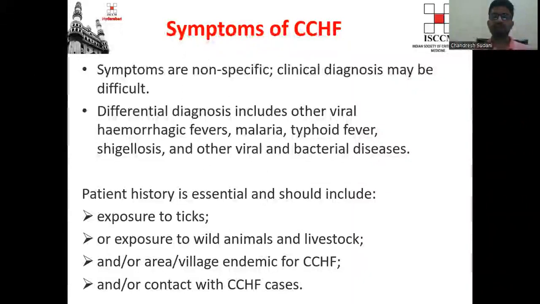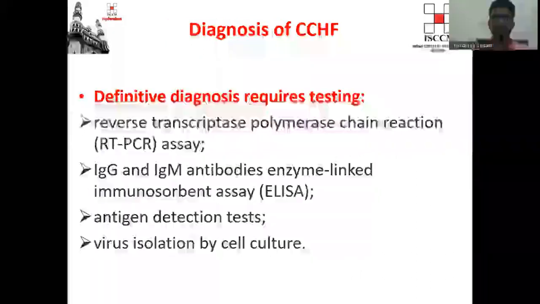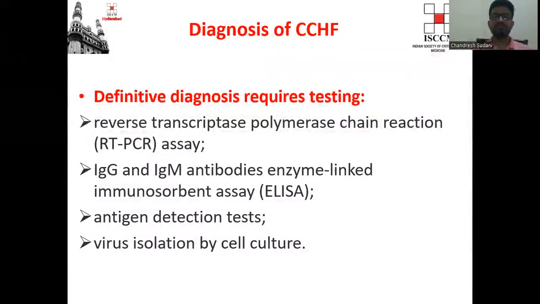Was there any exposure to wild animals and livestock? Is the patient coming from a particular area or village which is endemic for Crimean Congo hemorrhagic fever, or is there any direct contact history with Crimean Congo hemorrhagic fever cases? Once your suspicion is higher, the diagnosis will be confirmed with particular tests, which include RT-PCR, IgM, IgG, ELISA, direct antigen detection through the rapid antigen detection test, and virus isolation by cell culture.